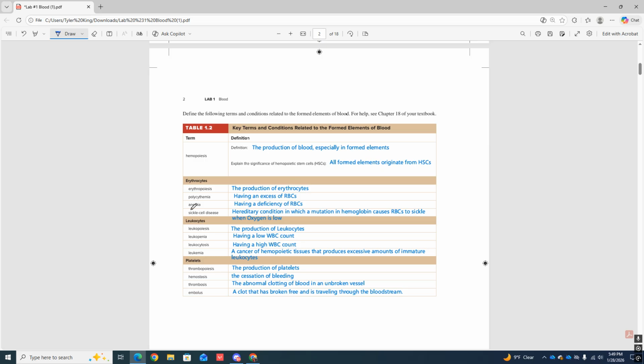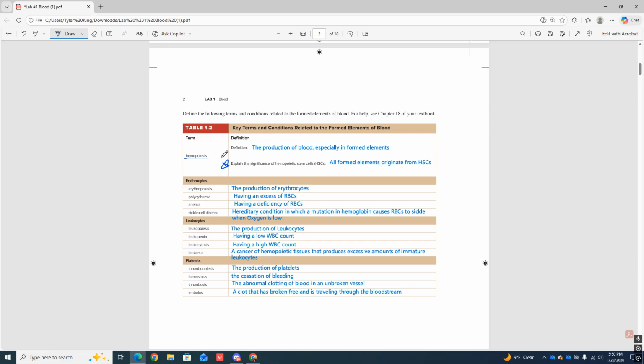Knowing all the definitions for table 1.2 plus a sub-learning objective, number 3 here, talking about hemopoietic stem cells. First of all, these terms, what do we got? The general term that we use for the production of blood, especially in formed elements, is hemopoiesis. If you see a poiesis at the end of any of our words, it means the production of something. We just got to know what the prefixes are to know what we're producing. So hemopoiesis, hemo meaning blood, is the production of blood, especially the formed elements, that being red blood cells, white blood cells, and also platelets.